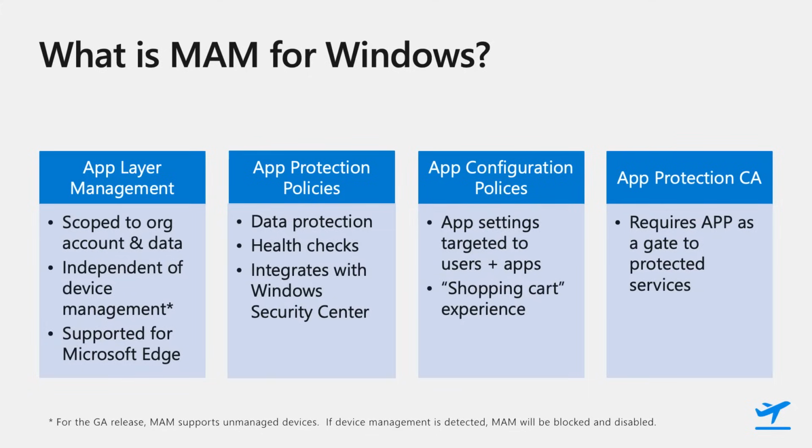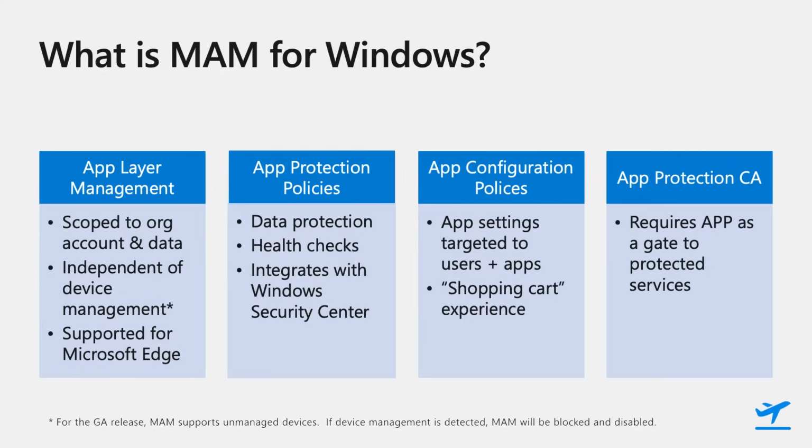The second major component of MAM are the app configuration policies. Just like APP, ACP is targeted to users and applications. It allows you to customize the experience that your end users will see within a protected application. On Windows, we've integrated a new capability. We call it our shopping cart experience, which allows you to more easily determine which settings you want and to specify those for the target policy, especially with an application like Microsoft Edge, where there may be hundreds of profile settings. It's really important to be able to quickly find and configure the settings that make sense for your environment.